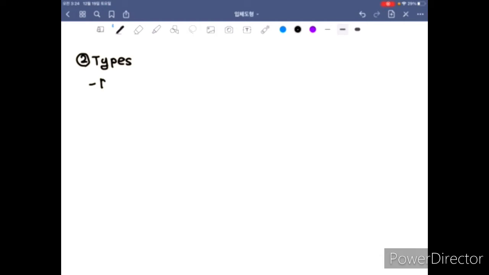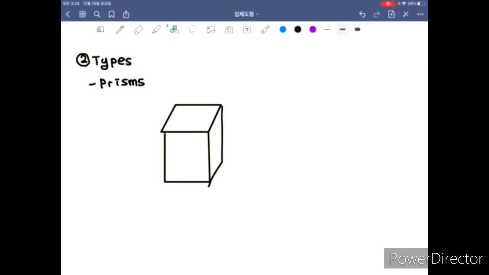The first one is the prism. So the prism is a polyhedron with exactly two congruent, parallel bases and congruent lateral faces. They are named by the shape of their bases. So for example, there is a prism in here. And this prism is called a rectangular prism because the base of it is a rectangle.